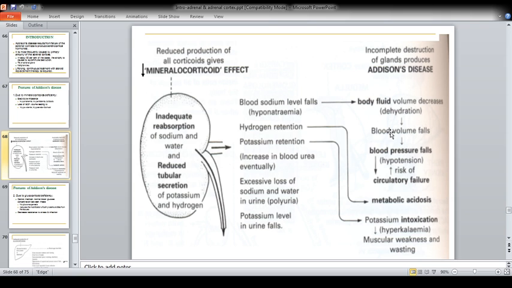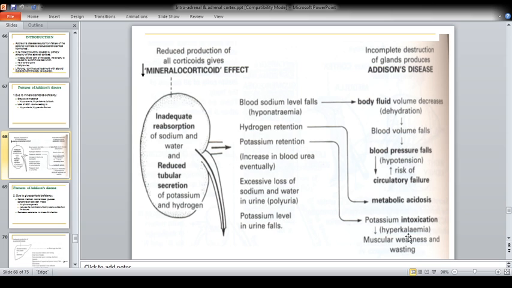So if there is reduced production of all the corticoids, there would be decreased mineralocorticoid effect. The RAS system would not work. The renin-angiotensin-aldosterone system would not work anymore. There would be inadequate reabsorption of sodium and water and reduced tubular secretion of potassium and hydrogen ion. That would lead to decreased blood sodium levels or hyponatremia. More hydrogen retention would cause metabolic acidosis. Potassium retention would cause hyperkalemia.